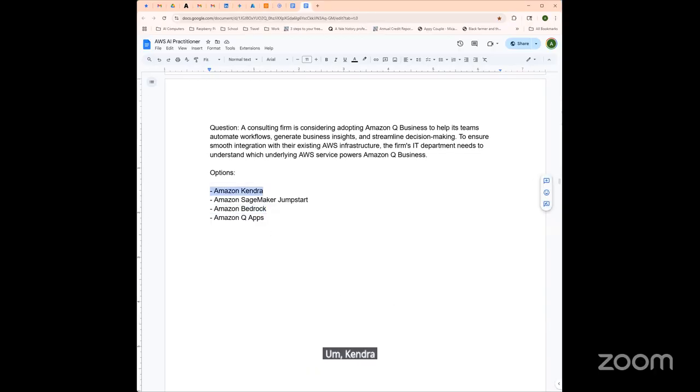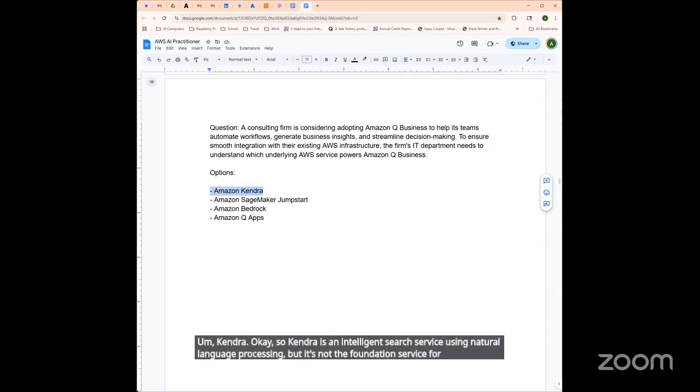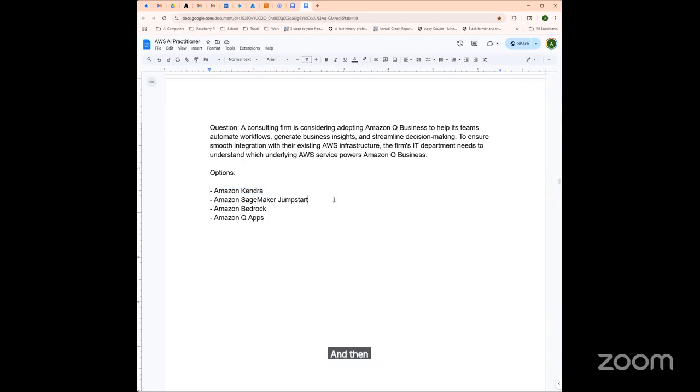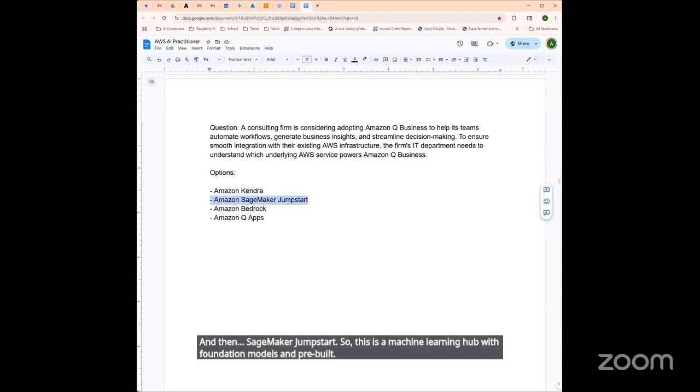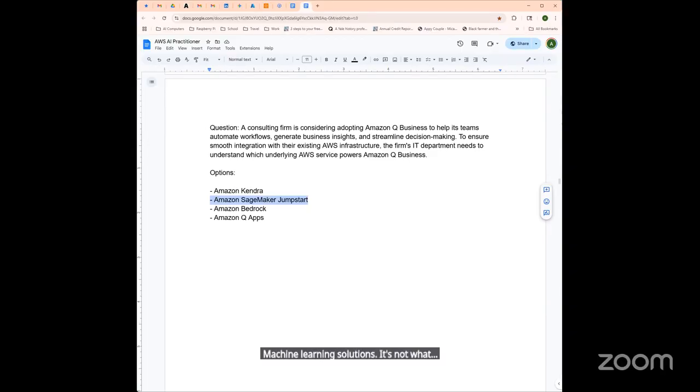Kendra. Kendra is an intelligent search service using natural language processing, but it's not the foundation service for Q Business. And then SageMaker JumpStart. This is a machine learning hub with foundation models and pre-built machine learning solutions. It's not what powers Q Business. And then Q Apps. This is a capability within Q Business for users to create Gen AI powered apps, not the underlying service that powers Q Business.